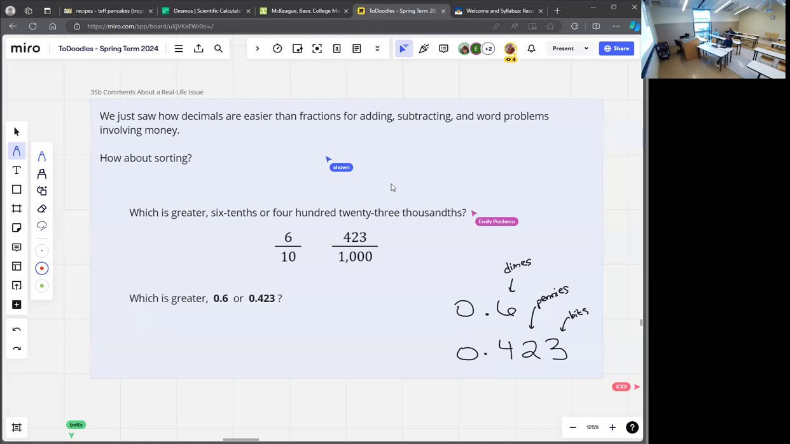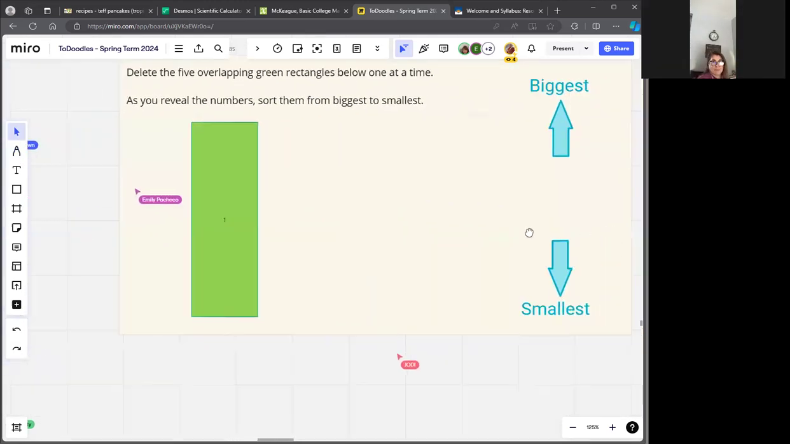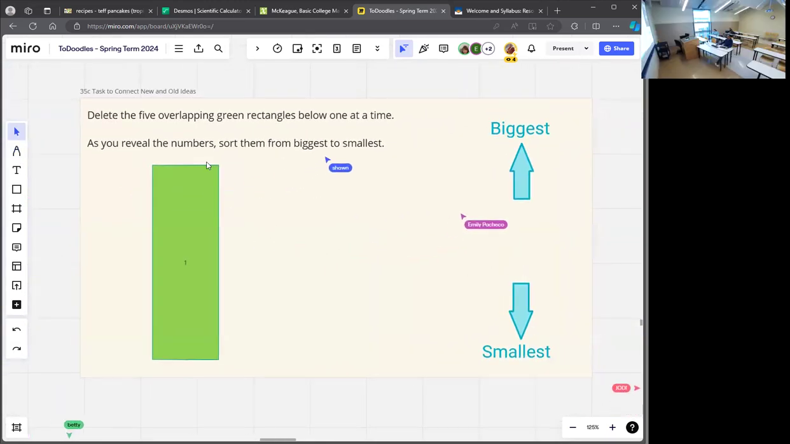Does that make sense to Betty and Emily? Thumbs up, okay. Yes. So decimals are nice. Okay, so show me you understand. Click on this green rectangle labeled 1 and delete it, or move it out of the way, whatever.